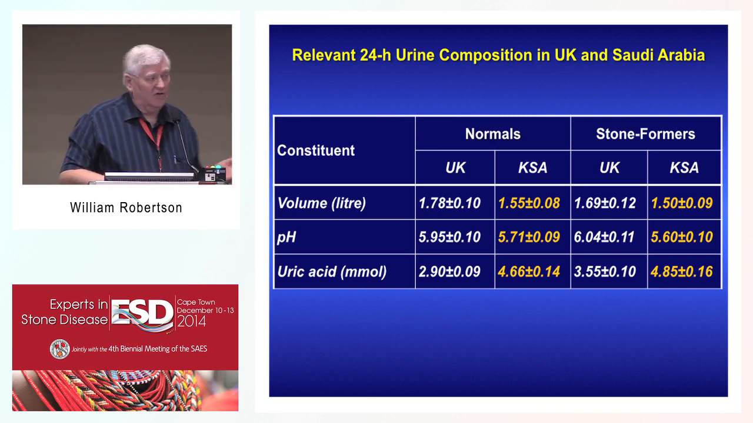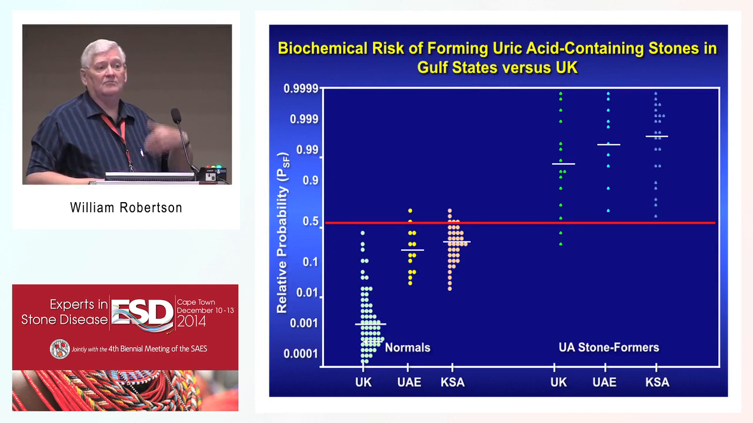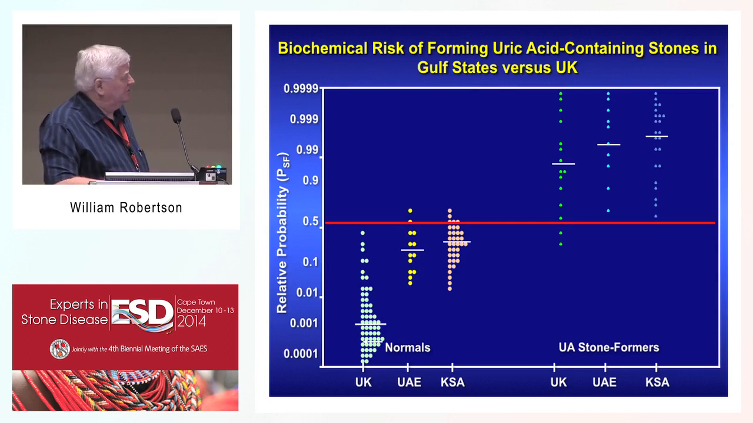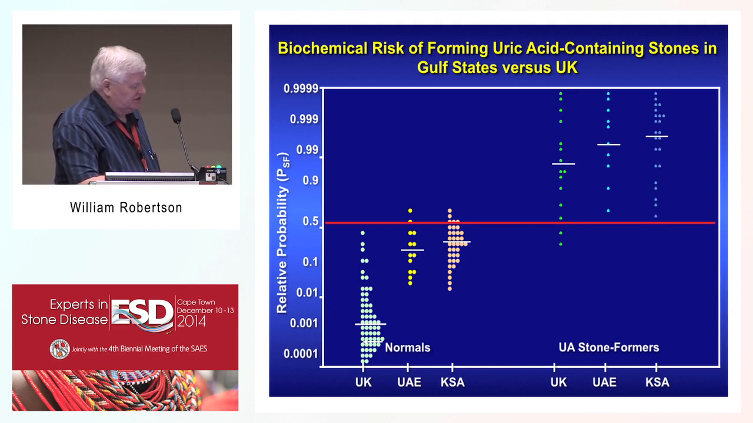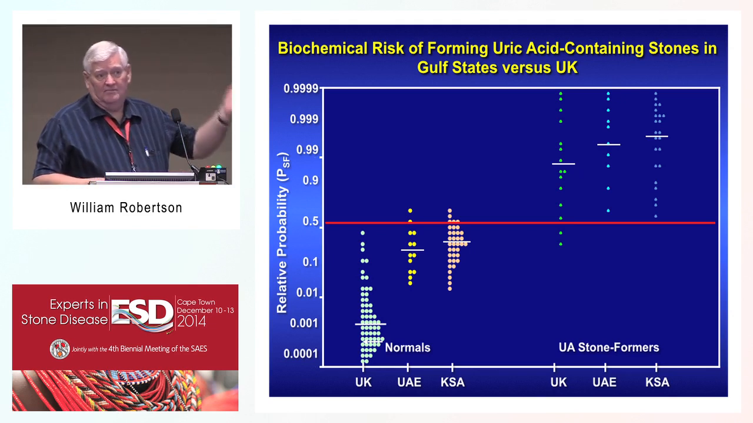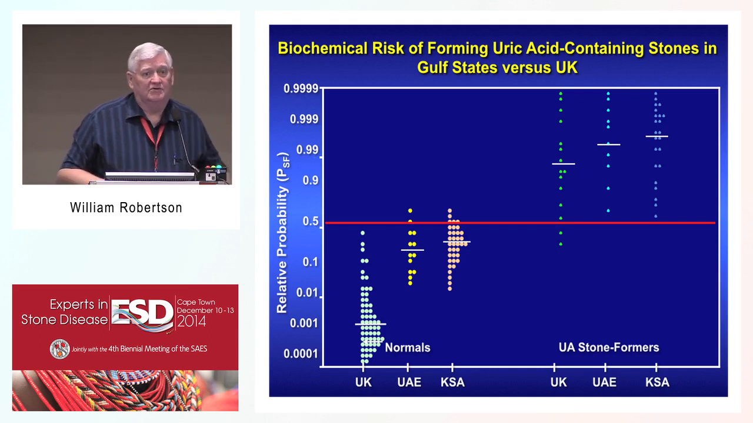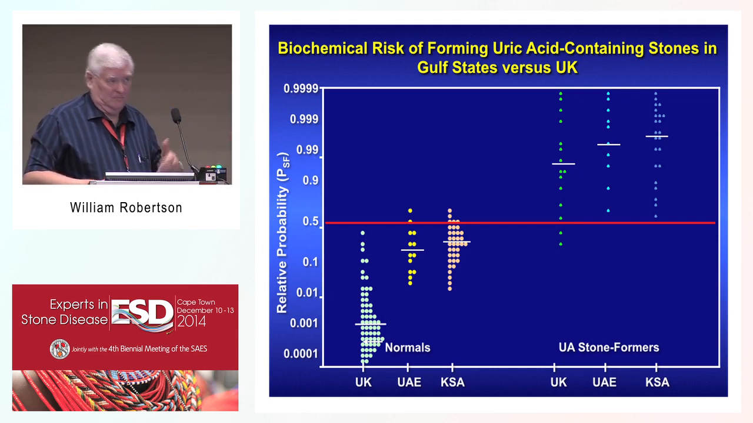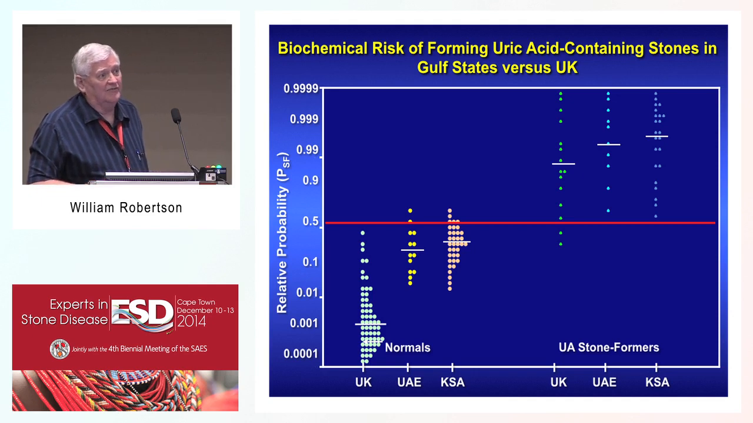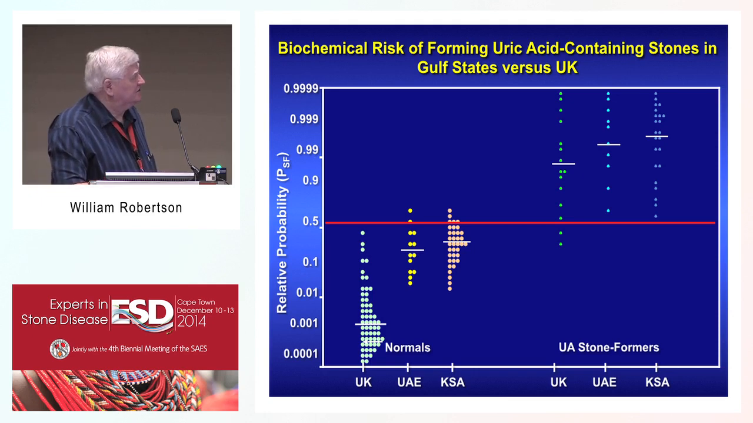So there is obviously a tendency to form more uric acid stones, and when you calculate the probability of forming stones in the Middle Eastern stone formers, you can see that the PSF values are nearly all above 0.5 in the stone forming group. So they're clearly, on my definition anyway, at high risk of forming uric acid stones.